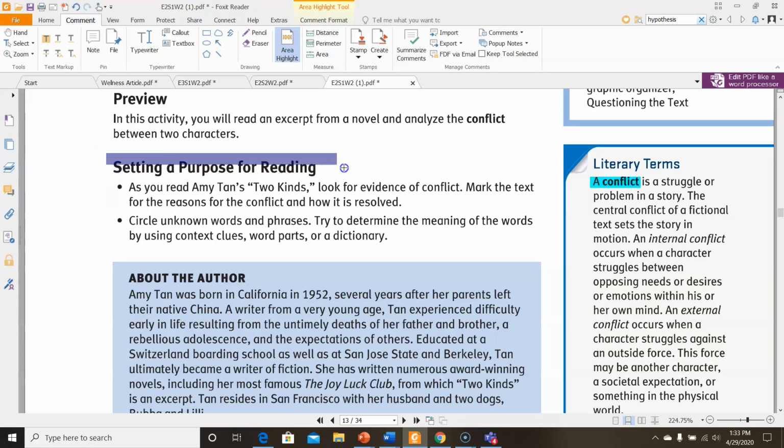So let's look at setting a purpose for reading. As you read Amy Tan's Two Kinds, look for evidence of conflict. Mark the text for the reasons of the conflict and how it's resolved. So reasons and resolution. Then also we're going to circle unknown words and phrases and try to define what they mean by using context clues, word parts, or a dictionary.